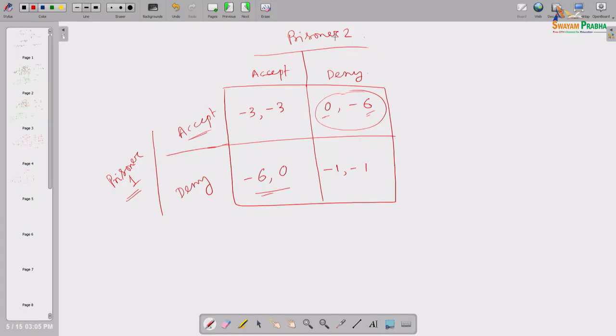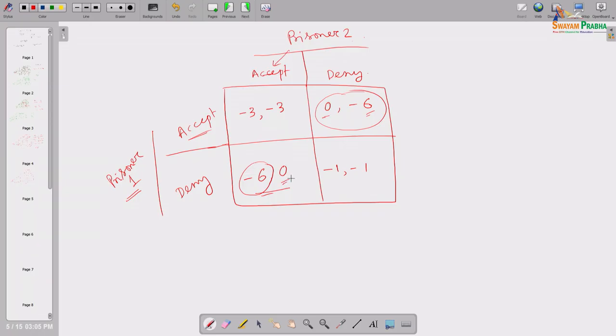So, as a result, punishment is that kind. So, this prisoner number 1 will be freed, but prisoner number 2 will get more punishment because of his lie. Exactly the same way here, when prisoner 2 is accepting, prisoner 1 is denying. So, basically prisoner 2 is an honest person, he is telling the truth, but prisoner 1 is a liar in this case. So, prisoner 1 is getting more punishment.